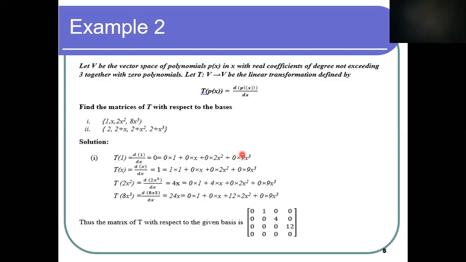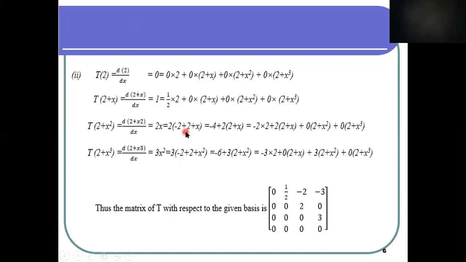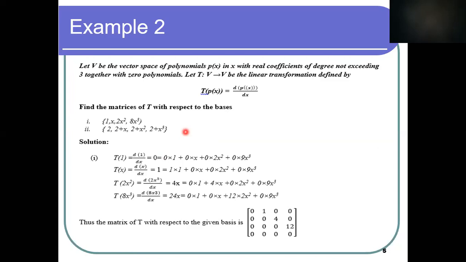It should be 8, not 9, because here, if you look over here, you just replace it with 8. So 0 times 1 plus 0 times x. I write 0 in terms of these as a linear combination of these basis elements: 0 times 1 plus 0 times x plus 0 times x squared plus 0 times x cubed. So for T of x, the polynomial of degree 1, I take x, and d by dx of x is 1.